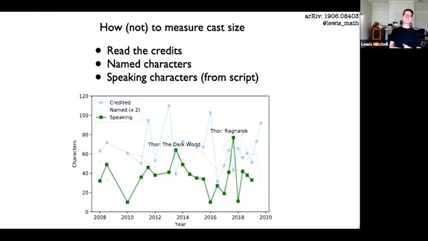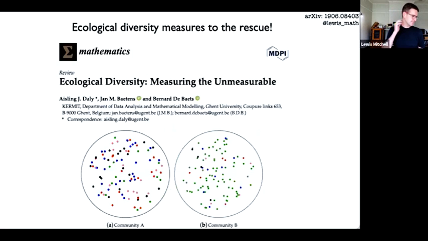So it's not actually clear from these simple approaches just how many characters are actually in these stories. So there's some care that needs to be taken here. And a solution to this actually comes from ecology. They have this problem in ecology as well, where they're trying to measure species diversity.